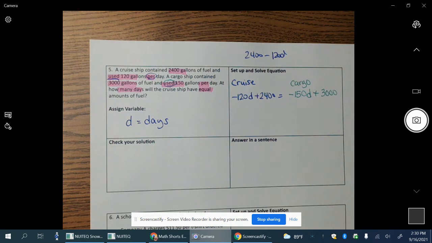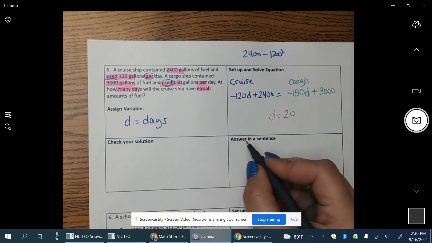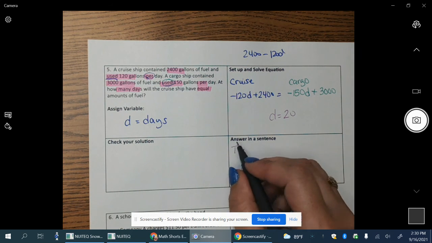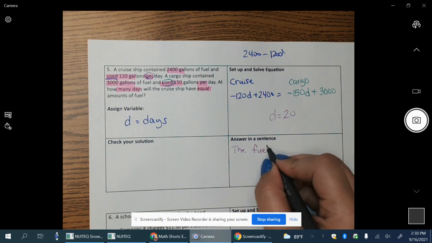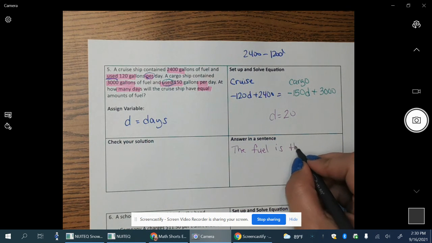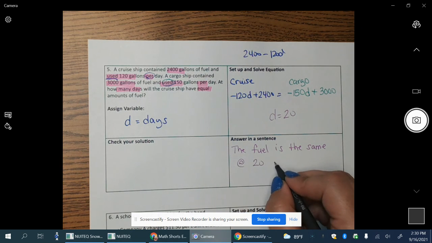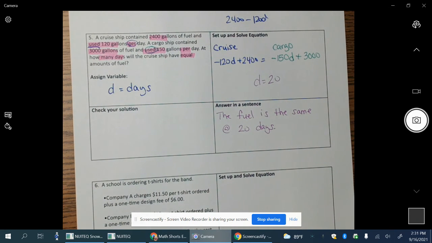All right, the answer to this one is D equals 20. What does that mean? It takes 20. Yeah, and we can mix it up. What are we comparing here? Cruising cargo. The fuel. The fuel is the same in 20 days. So again, you don't have to mix it up. I was just showing you another way they could write it. The fuel is the same at 20 days. At 20 days, they have the same amount of fuel. Same thing. Okay?